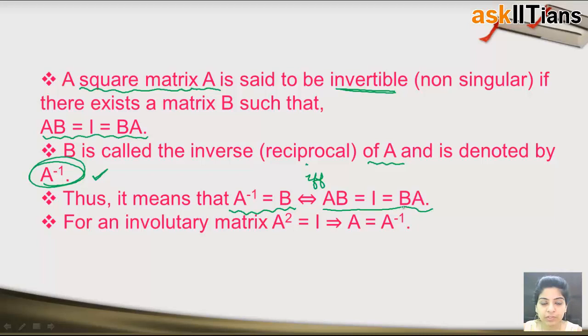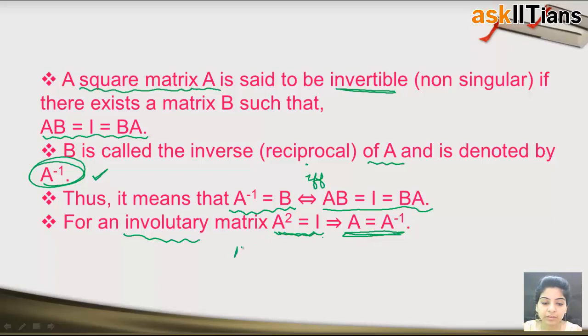So if we say that the inverse of A is B, that would mean the product AB comes out to be identity, which is the same as the product BA. For an involutory matrix, A square is I. Involutory matrix we have already discussed. A matrix which satisfies this property, that its square comes out to be identity matrix, is said to be involutory. So in case of involutory, we have A is A inverse. The inverse of A is same as A.